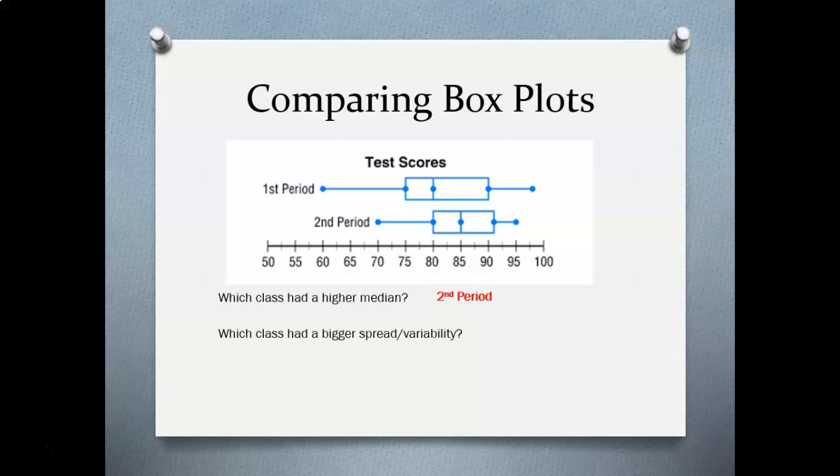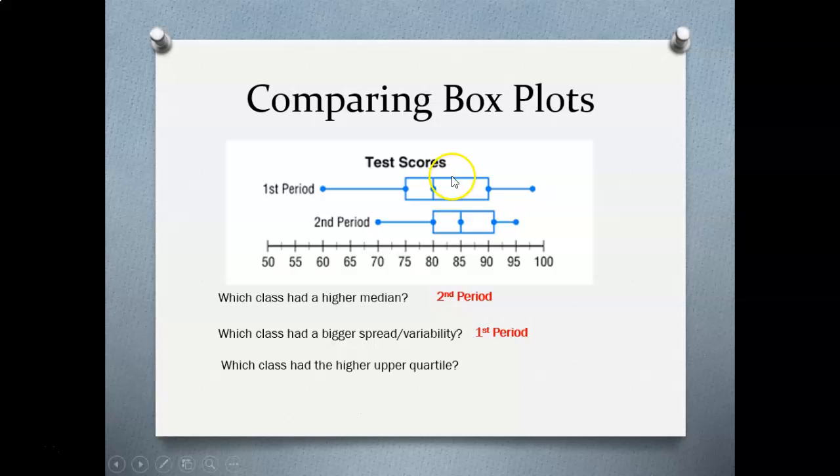Which class had a bigger spread or variability? Now this one, for these two, you can pretty much just see which one is spread out, which one is longer. First period is more spread out than second period, so it has a greater variability. If you weren't sure if they were close, you could calculate the range for each one and see which one had the bigger range. But I think everybody can look at this and see that first period has a bigger range than second period.